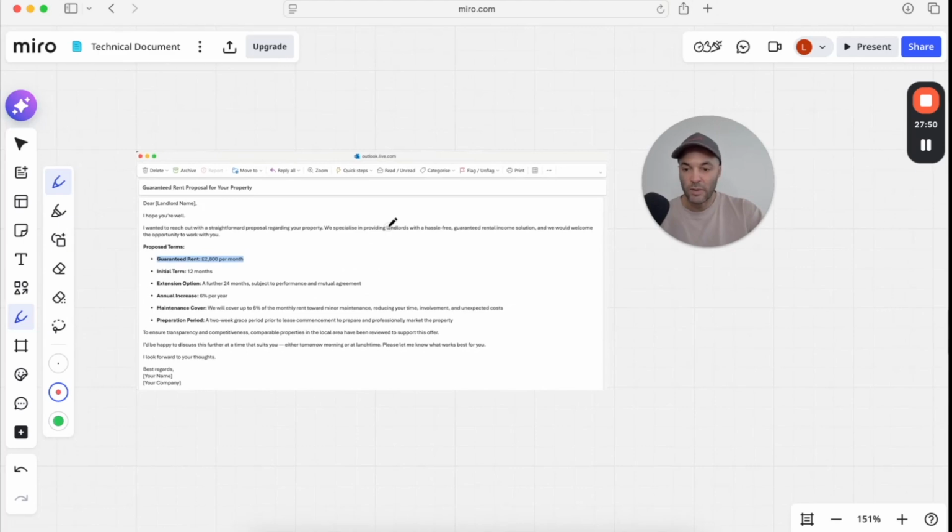Here's exactly how we make offers. We send them over email like this. We keep it short and precise. We have a guaranteed rent amount, the initial term, an extension option. We also sometimes include an annual increase. We cover the maintenance up to a certain percentage of the rent, and we ask for a 2-week grace period to prepare the property before we start. We also attach comparable properties so they can see like for like properties within a quarter mile of theirs that are priced similar to the amount we're offering, and we say we're happy to jump on the phone and discuss things further the next day.